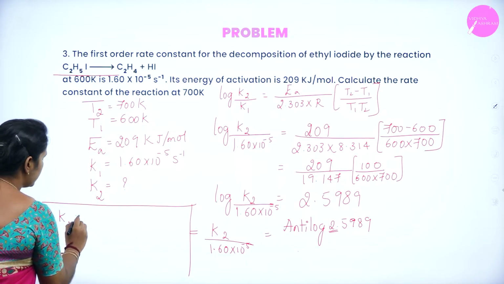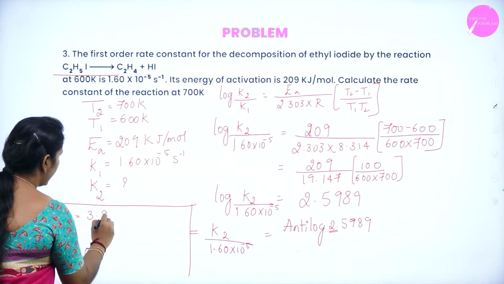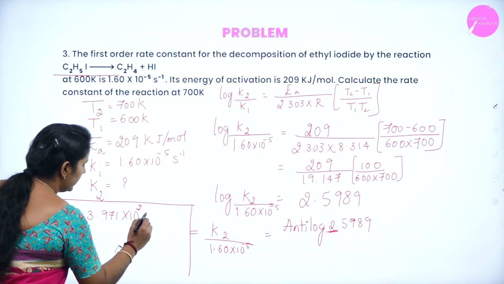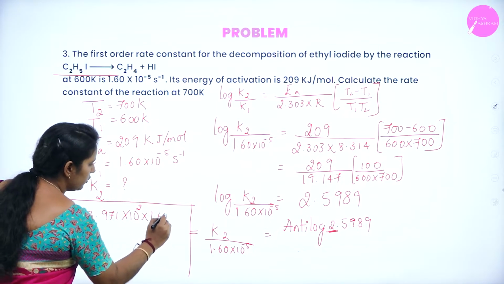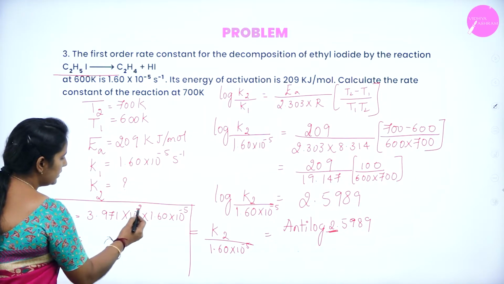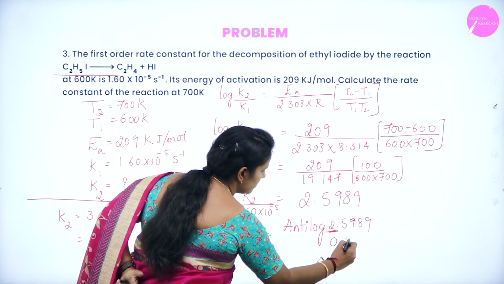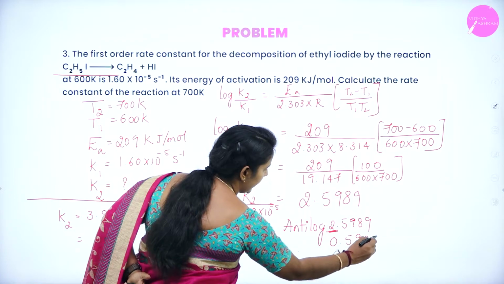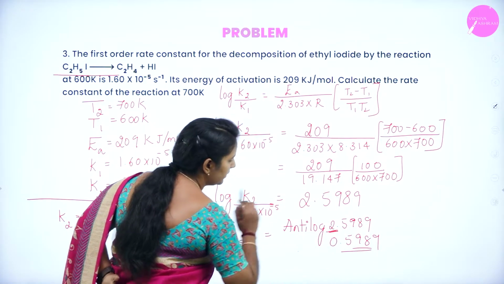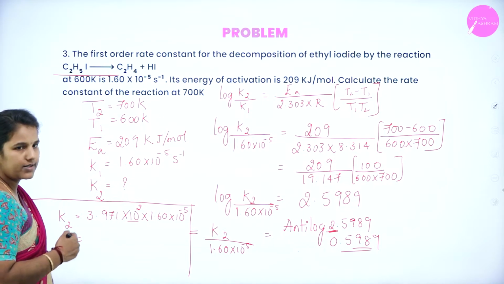So K2 is equal to 3.971 into 10 power of 2 into 1.60 into 10 to the power of minus 5. Okay, why has this 2 come? Because this is a characteristic. I have taken this as 0.5989, and after obtaining the antilog for this, we have to add this raised to the power of 2. So that is why I have written 10 raised to the 2.